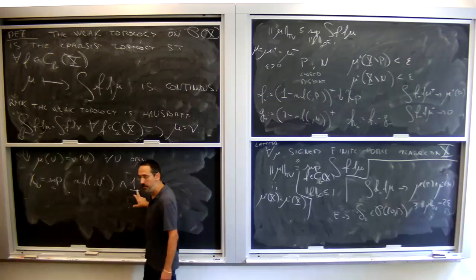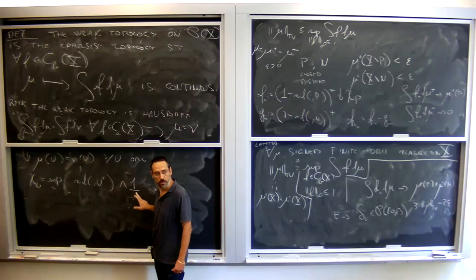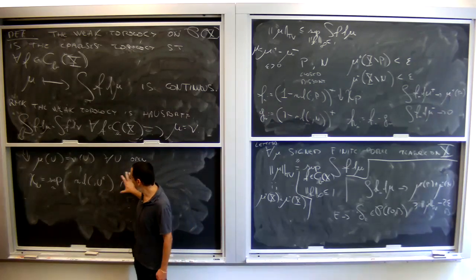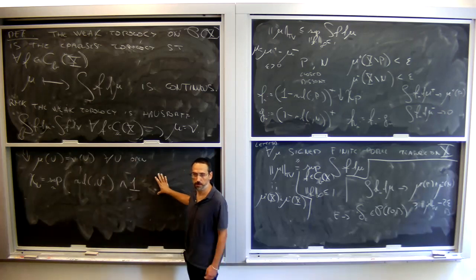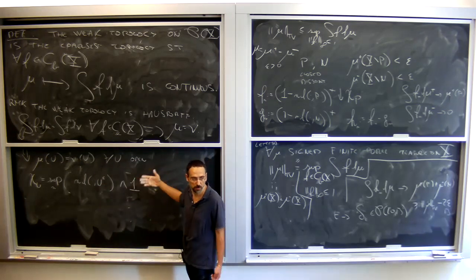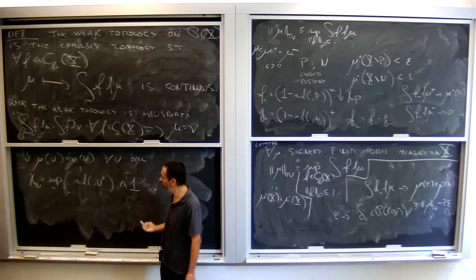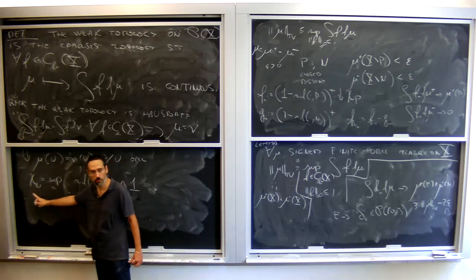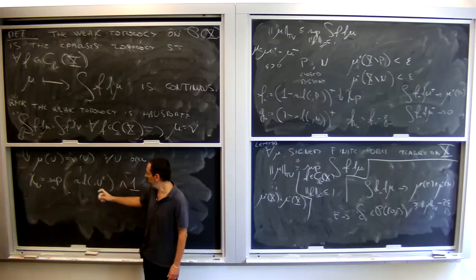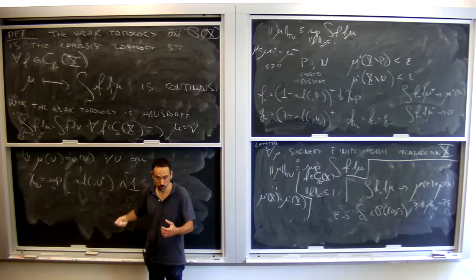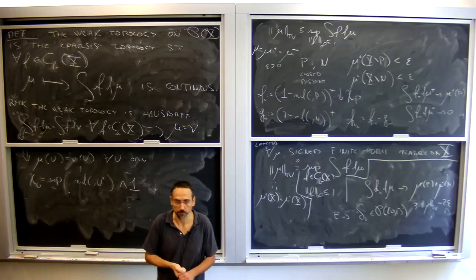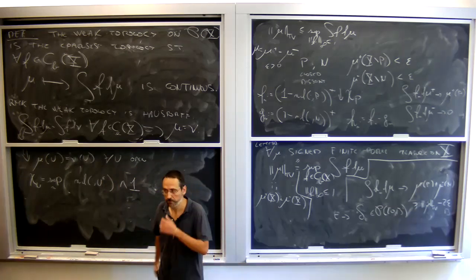So this is the minimum between this number and one. For any n, this function is continuous, since I'm just truncating a continuous function at level one. And it clearly converges monotonically to the characteristic function of U. If you are outside U, this is identically zero, so it doesn't matter if you multiply by n, it stays zero. As soon as you are inside U, this is strictly positive because U is open, and therefore you reach one. Okay.